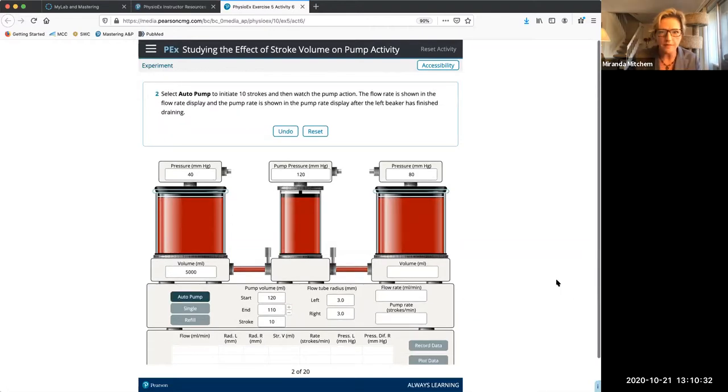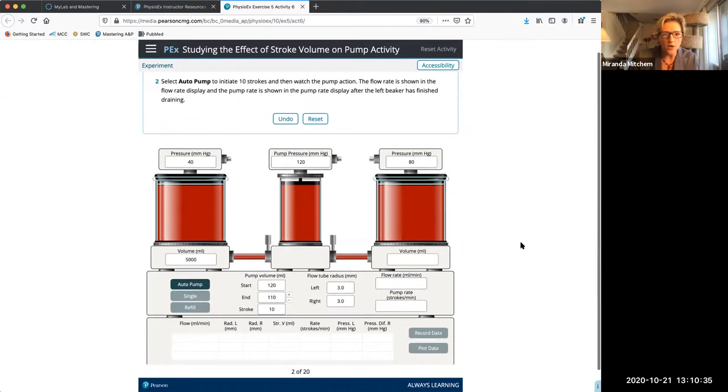Okay, we did that. Select auto pump. We're going to do that to initiate 10 strokes. It was set on 10 as we began, and we're going to watch the pump. The flow rate is shown in the flow rate display, right over here on the right side, and the pump rate is right below it. So we're going to hit auto pump.